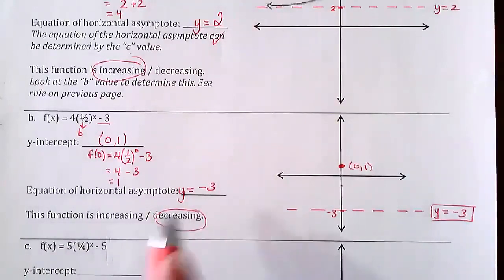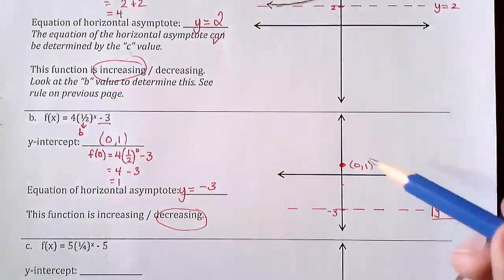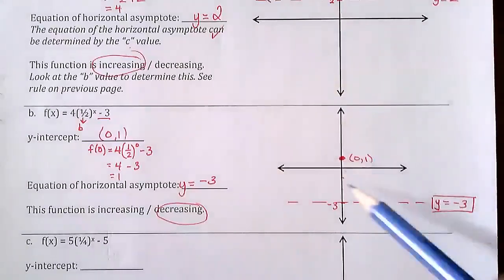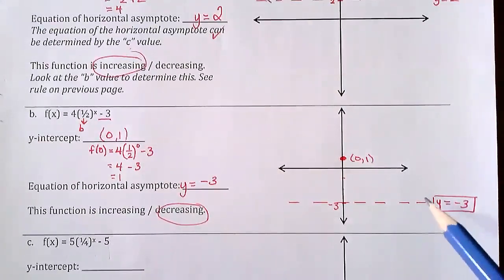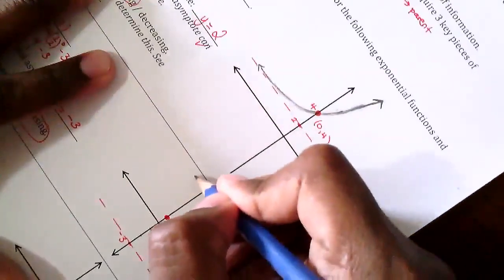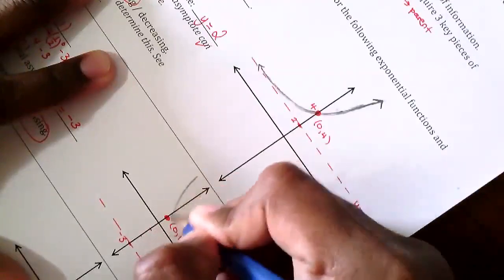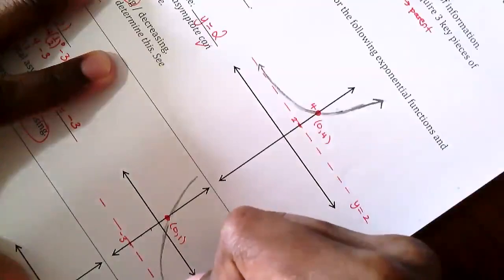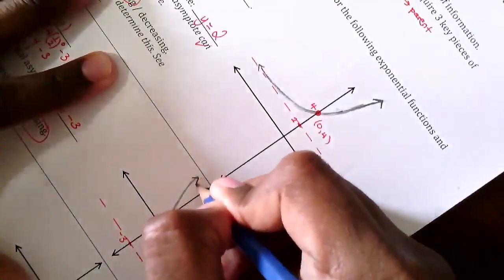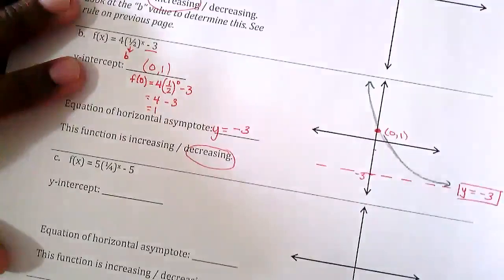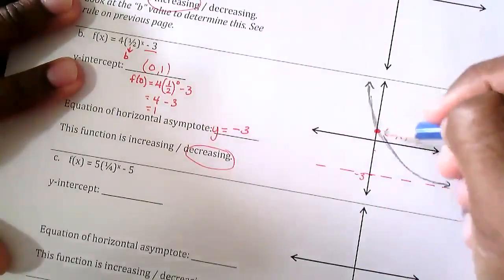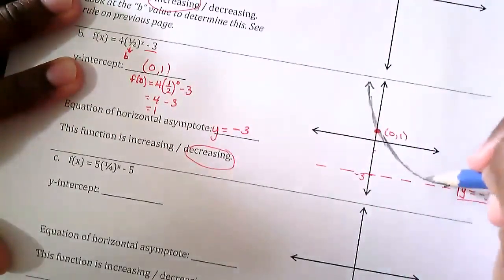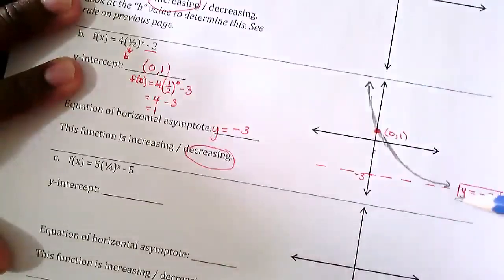And the last thing is, because the b value is a fraction, it's decreasing, and so all we need to do is make a curve that's decreasing. So it starts higher up and gets closer to the horizontal asymptote on the other side. So it's going to look something like this. Okay, so it starts higher up. The y values are larger, and they become smaller and smaller, so it's decreasing.